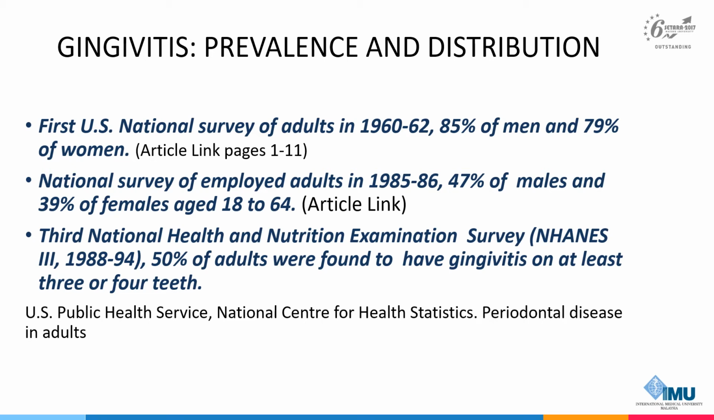In the National Survey of Employed Adults in 1985 to 86, 47% of males and 39% of females aged 18 to 64 exhibited at least one site which bled on probing, which was considered to be gingivitis. Did you notice that there is a difference in the level of prevalence? Whereas in the third National Health Survey, NHANES 3, 1988 to 1994, 50% of adults were found to have gingivitis on at least 3 or 4 teeth.